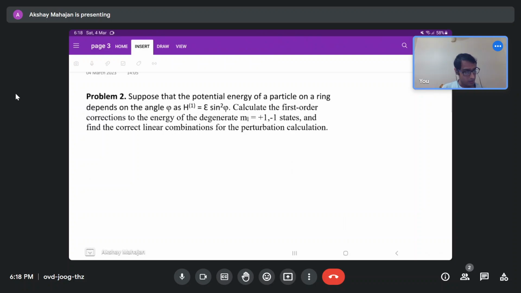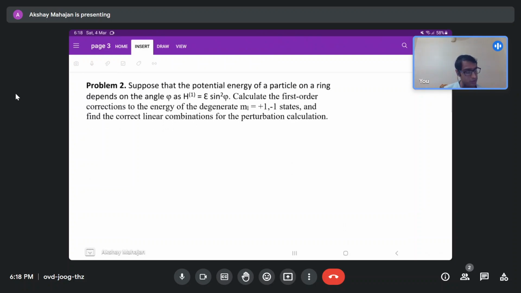Okay. Now suppose that the potential energy of a particle on a ring depends on the angle phi as H1 = epsilon sin²phi. We have to calculate the first order correction to the energy of the degenerate ml equals plus minus 1 states and find the correct linear combination for the perturbation calculations. In the assignment also there was a similar question.